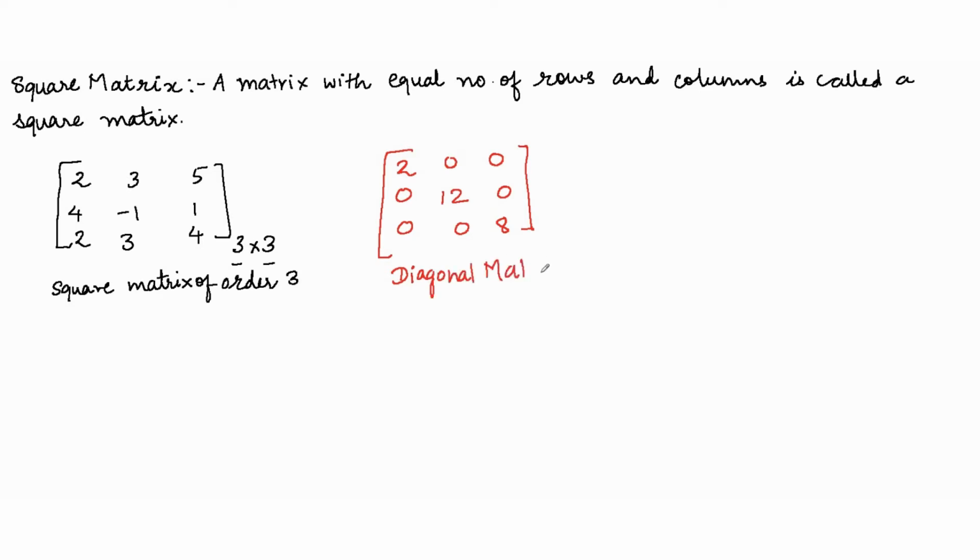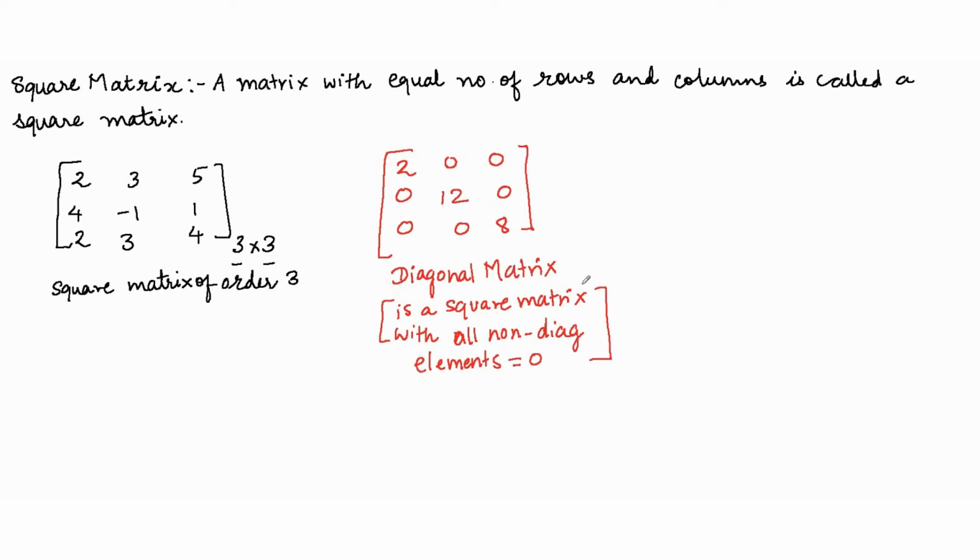Okay, so a diagonal matrix happens to be a square matrix, with all the non-diagonal elements equal to 0. Such a matrix is called a diagonal matrix. Now the diagonal elements could be anything.